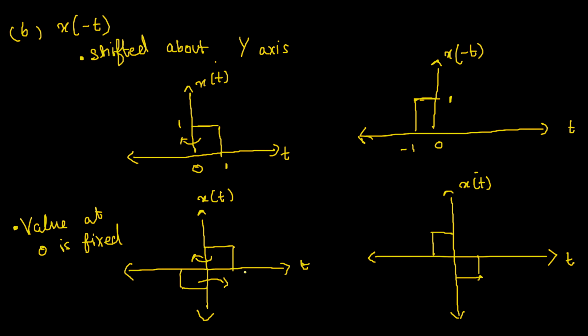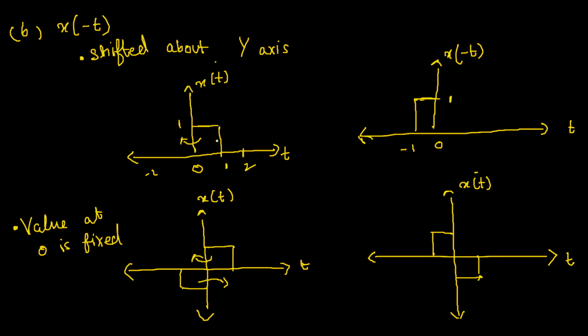The second operation that we'll be performing is time reversal, which is x of minus t. So here what happens is the graph is flipped about the y-axis. Whatever was the value of amplitude at 1 is shifted to -1, and whatever was at -1 is shifted to 1. Whatever was at 2 will be shifted to -2 and vice versa, and so on.